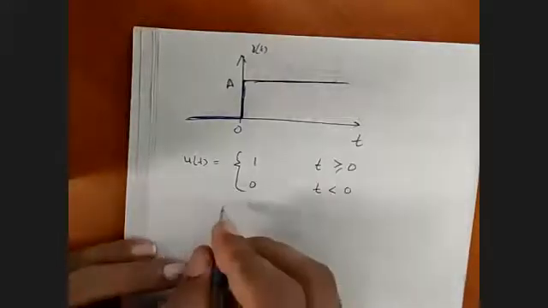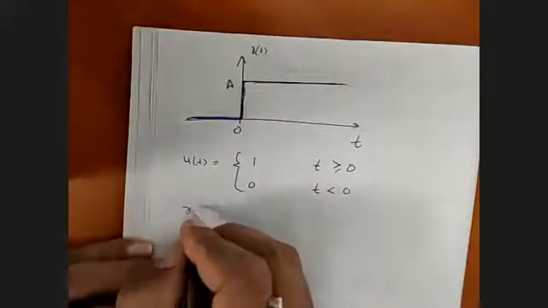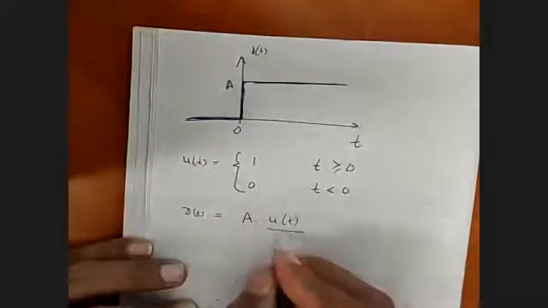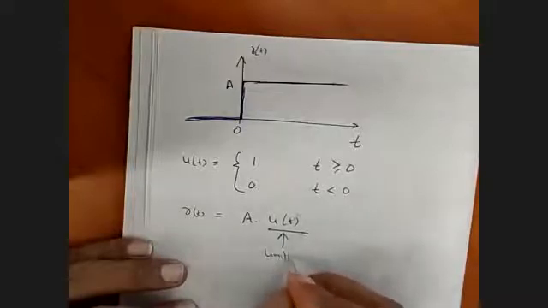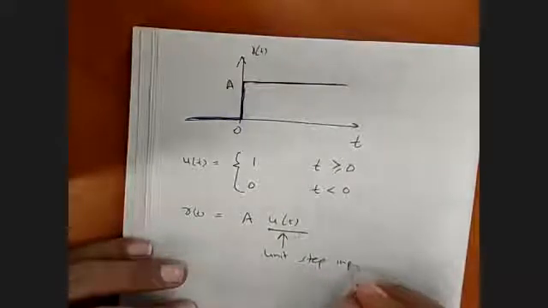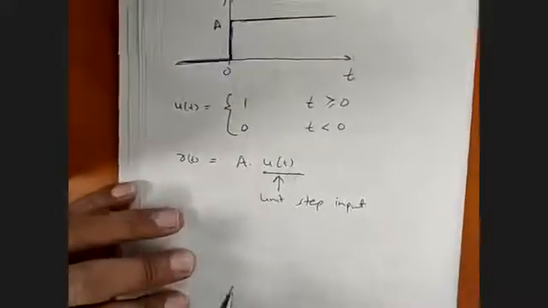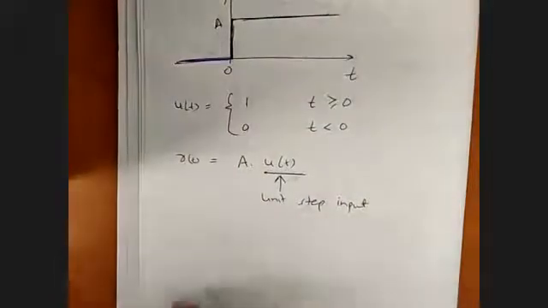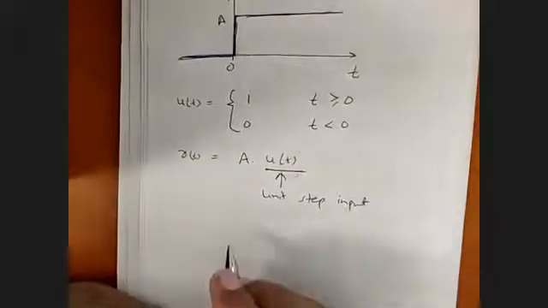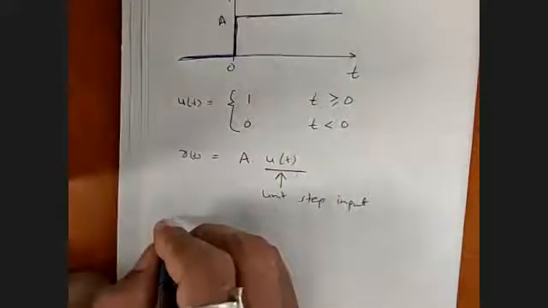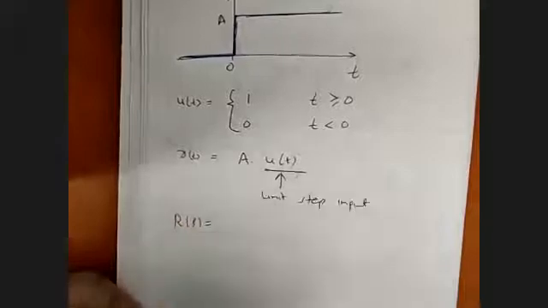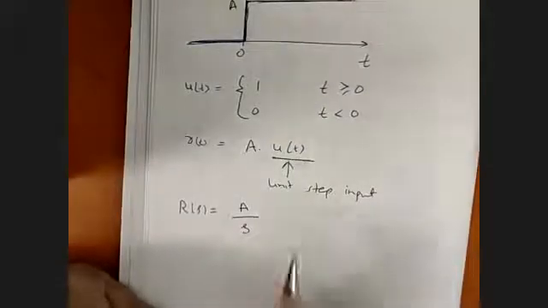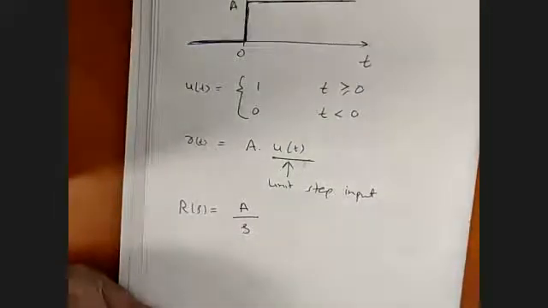So generally the signal r(t) is represented as A times u(t). u(t) is your unit step input. So it is a unit step input, and the Laplace transform of this will be R(s) equal to A upon s. This will be the Laplace transform of the step input.